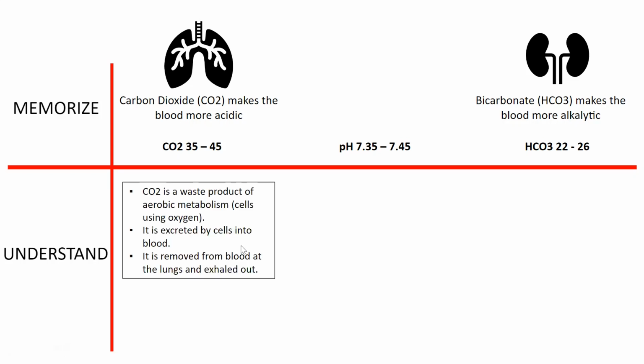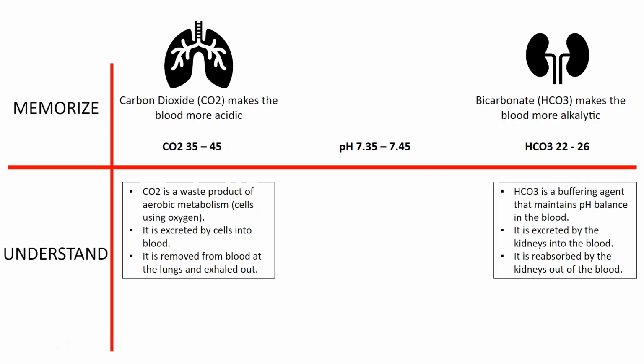CO2 is a waste product of aerobic metabolism, which is metabolism that uses oxygen. Remember, anaerobic is metabolism without oxygen. CO2 is excreted into the blood by the cells, carried to the lungs, and removed and exhaled to air. HCO3 is a buffering agent that maintains acid-base balance of pH in the blood and is a function of the kidneys.